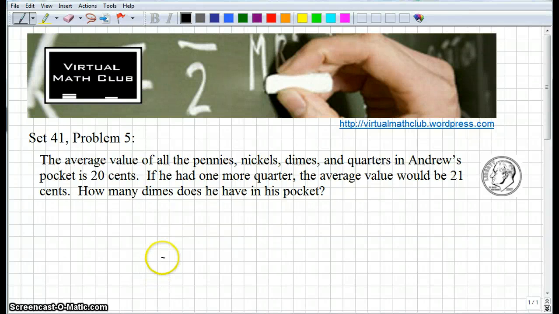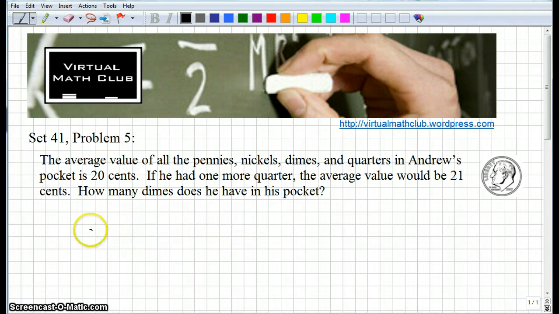Problem number 5. The average value of all the pennies, nickels, dimes, and quarters in Andrew's pocket is 20 cents. If he had one more quarter, the average would be 21 cents. How many dimes does he have in his pocket?